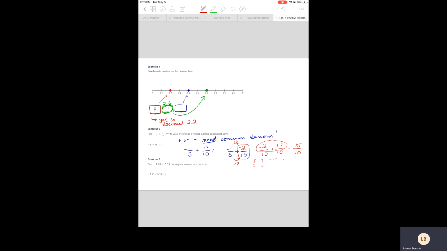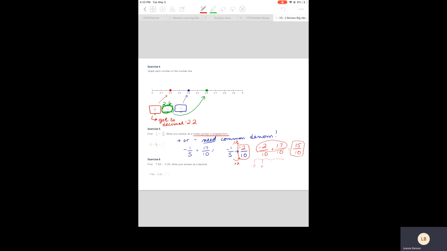Okay, I'm going to look at the question and see what it wants it in. It says, write your answer as a mixed number in simplest form. A mixed number needs to be a number with a fraction. So right now, 15 over 10 is not the correct form, right? It's the correct answer, but we need to get that into a mixed number.